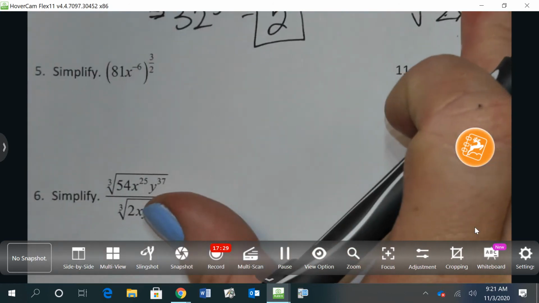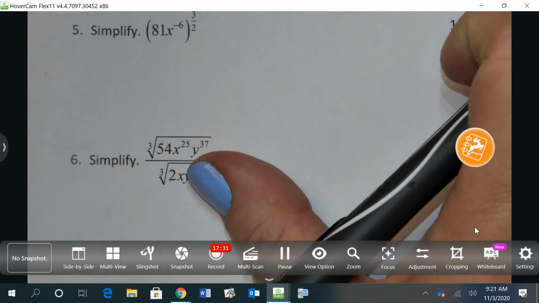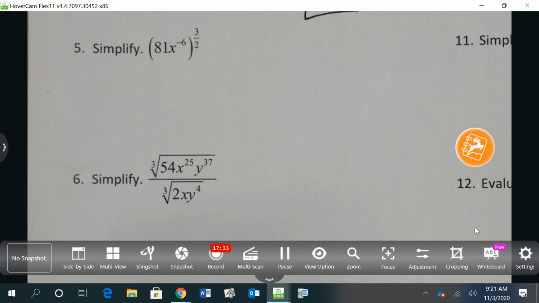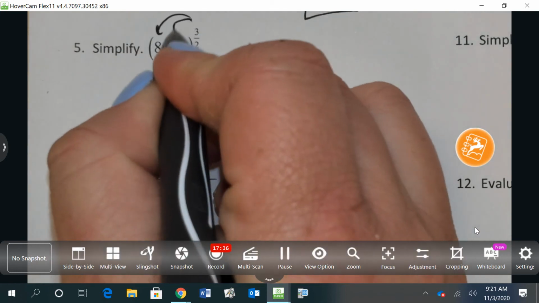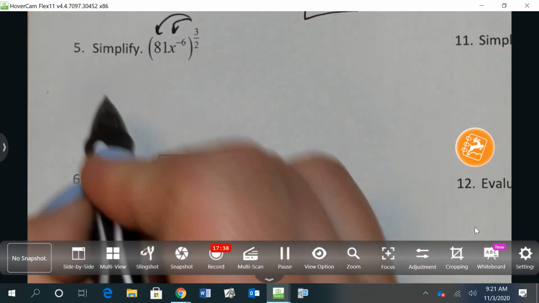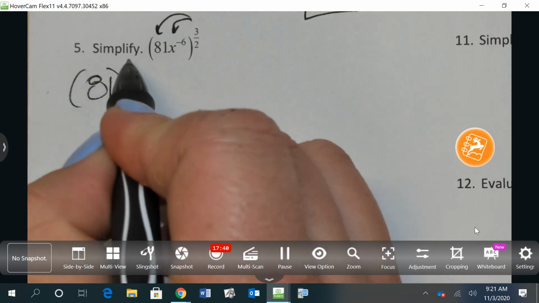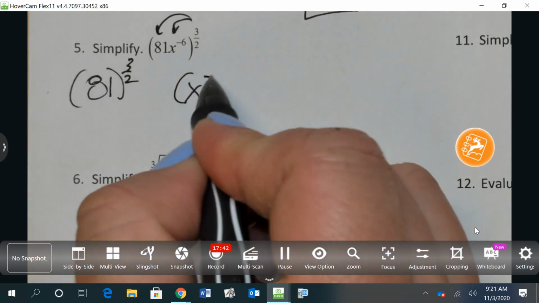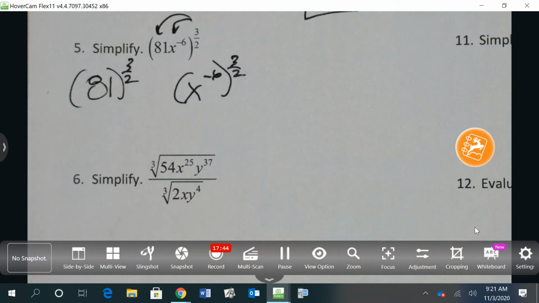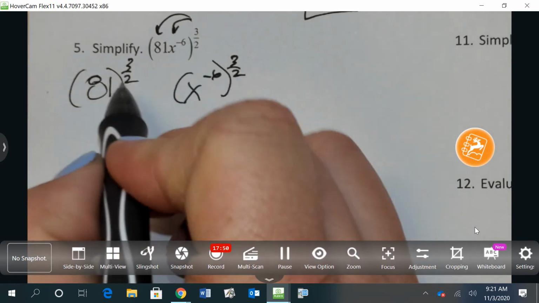Getting down there, not too much left. This is just like the first problem we did today. Remember, the 3/2 has to be applied to both items inside. That's often forgotten. So 81 to the 3/2 and -6 to the 3/2. Whether you do the left side or the right side, it does not matter. We're going to be done here in the next 5 to 6 minutes, so hold tight. So I'm going to start over here.